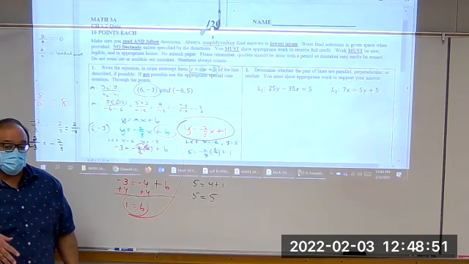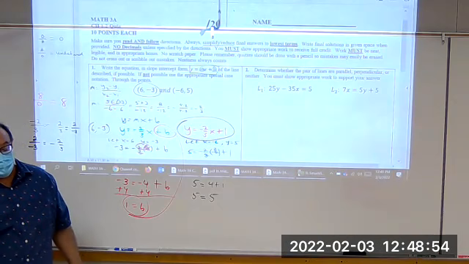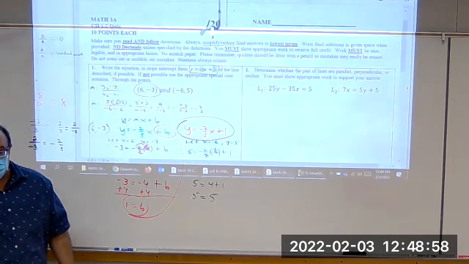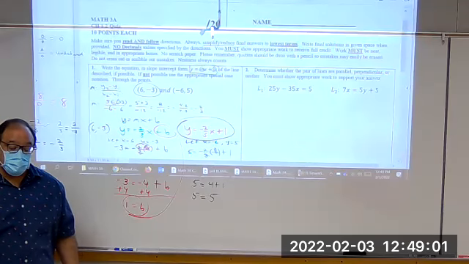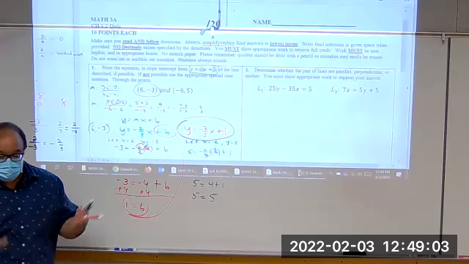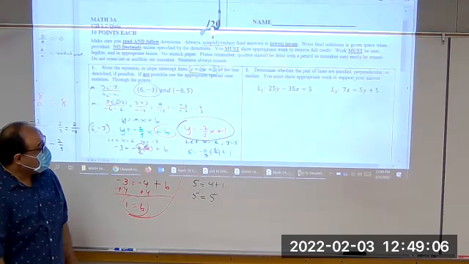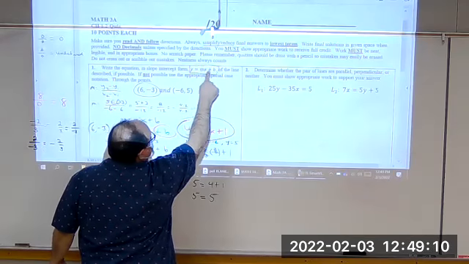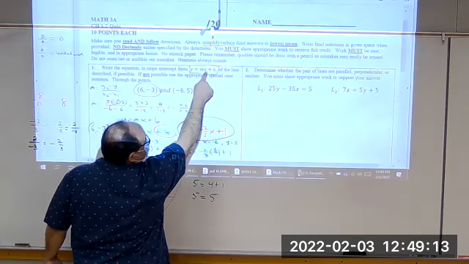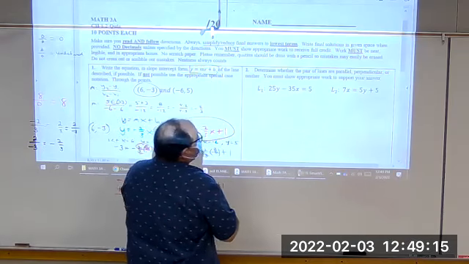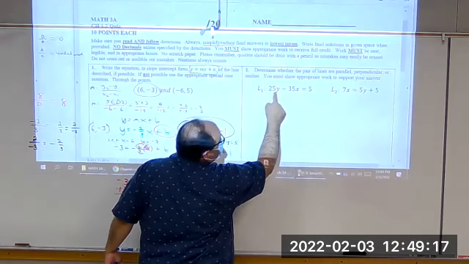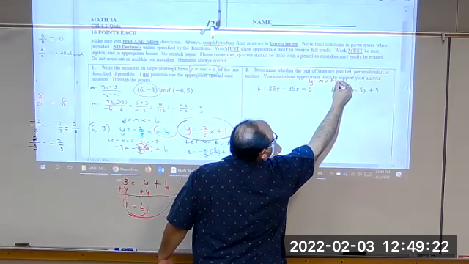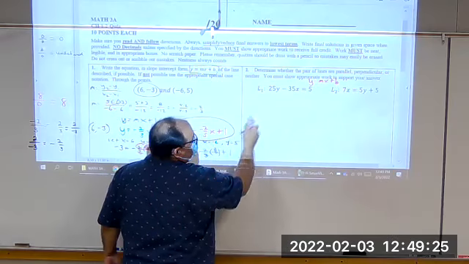Parallel, perpendicular, or neither. So you have to compare slopes. If the slopes are equal, you've got parallel lines. If the slopes are opposite and reciprocal, you have perpendicular lines. And if the slopes are neither one of those, then it's neither. To find the slope, solve for y, because the slope is the coefficient of x. So we have to solve for y, so we can get the y by itself.